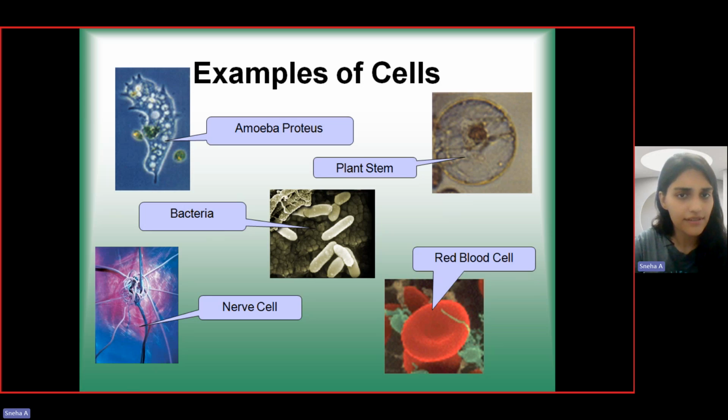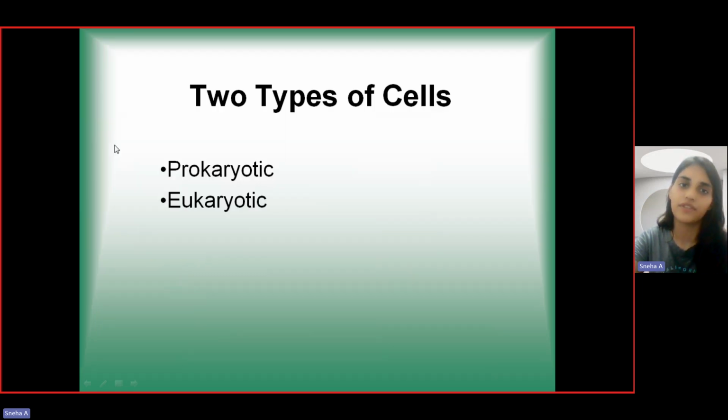Now, examples of cells. There are different examples: amoeba proteus, plant stem, bacteria, nerve cell, and red blood cells. Red blood cells are biconcave cells which are present in our blood. In our blood we see three kinds of cells. Then we have the nerve cells, bacteria, and all of them. So these are certain examples of cells.